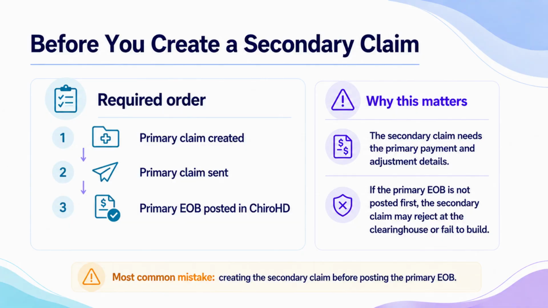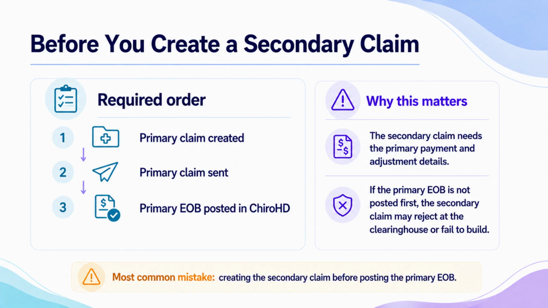The second thing is that the primary claim needs to have been created in Cairo HD, sent to the clearinghouse, and had its EOB posted in Cairo HD, whether that be manually or via ERA. All those steps have to happen before you can create the secondary claim.